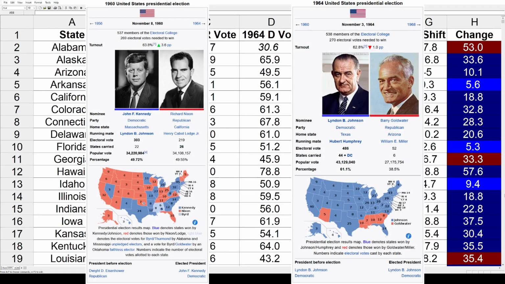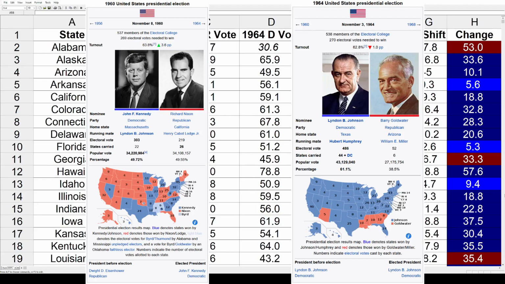In 1960, John F. Kennedy got 303 electoral votes, carried 22 states, good enough for 49.7% of the popular vote. The Republican was Richard Nixon. He got 219 electoral votes. He carried more states, 26, and slightly less of the popular vote, about 49.6. Very close in the popular vote. Electoral College, Kennedy with an advantage.